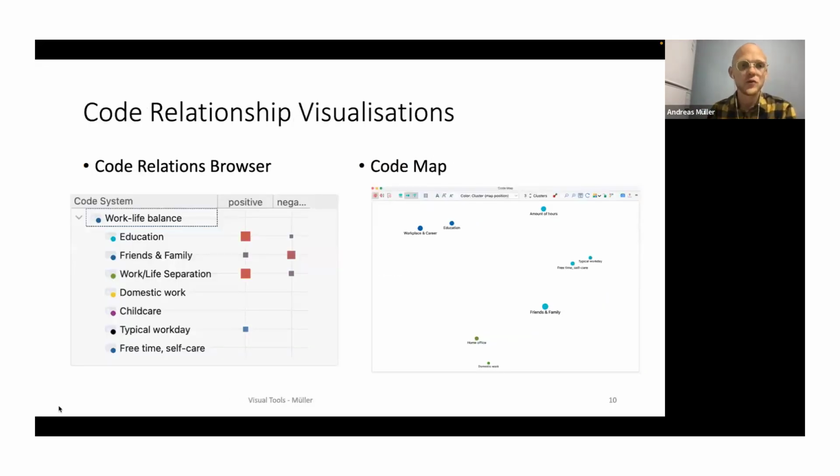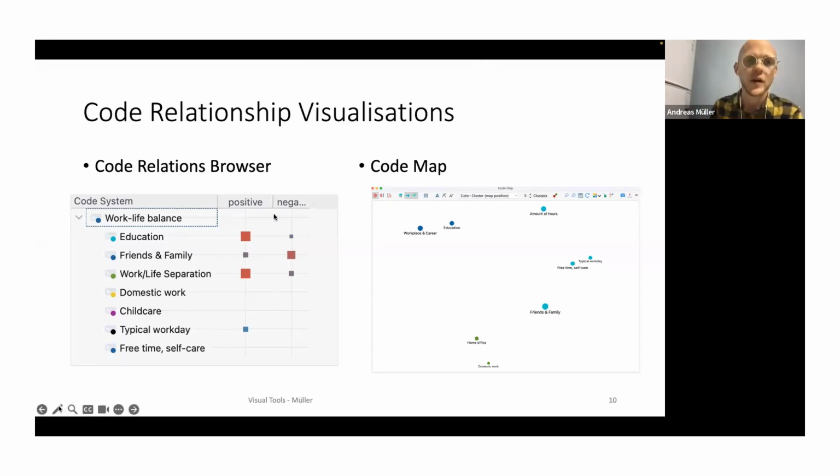Then we have 2 more visualization tools that focus on code relationships. The obvious choice is the Code Relations browser. What these visualization tools do is they look if codes occur together at the same segment or within the same document, depending on your setting.